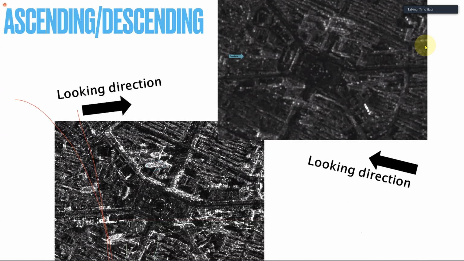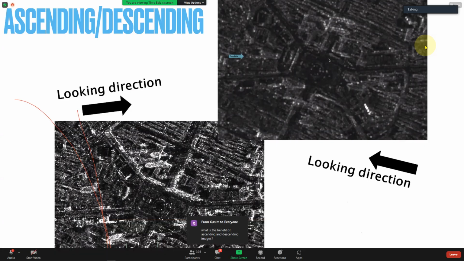And even more, if we compare images from different directions, from different angles, it's very difficult to compare them, right? It's difficult to compare this image here with this image here. They look very different because the layover effect goes in a different direction. The shadows are in a different direction. Your buildings and the whole situation on the ground is very different, right? To interpret and analyze that is then difficult.